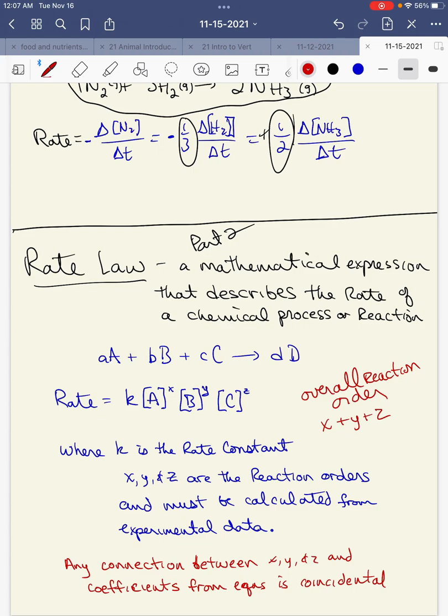Again, if there's only one reactant, it would just be rate equals K[A] to the X. If there's 2, it would be K[A] to the X, [B] to the Y. And if there's 3, [A] to the X, [B] to the Y, [C] to the Z. They have to be calculated from an experiment; you can't use your balanced equation for that. Any connection between X, Y, and Z and the coefficients is coincidental.